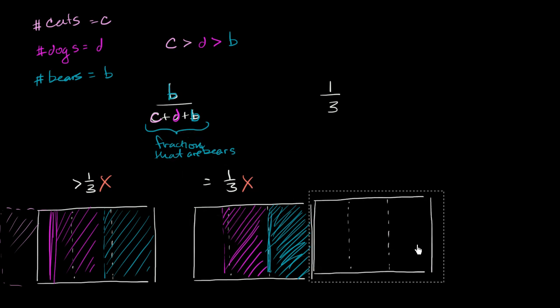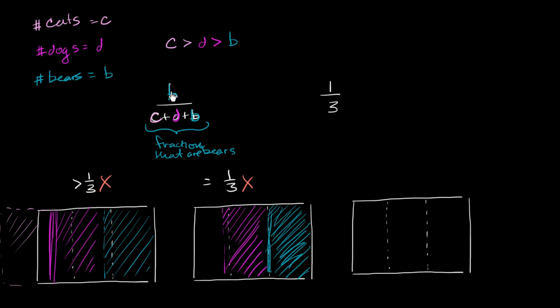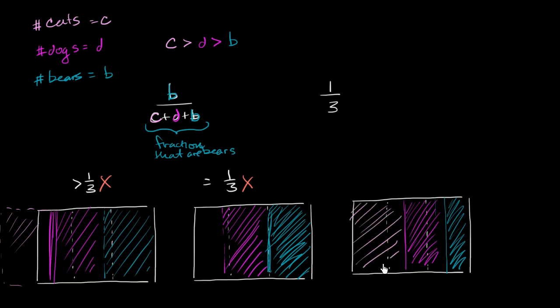So let's paste another example right over here. If the bears are less than 1/3, and let me make it a little bit more dramatic so that it's clear, let's say the purple, the dogs, are exactly 1/3. Then you could make a scenario where you have the largest proportion of cats. Let me do the same color as that pink color. So this right over here is our cats. So this is completely believable.